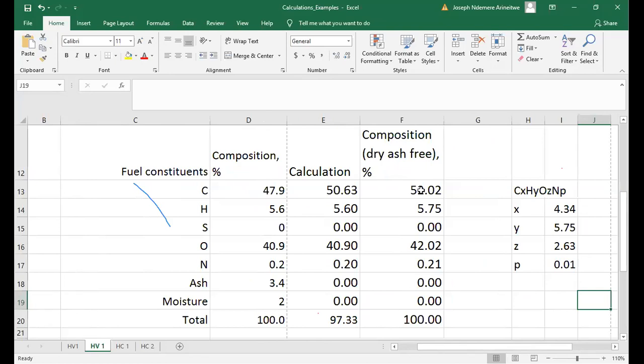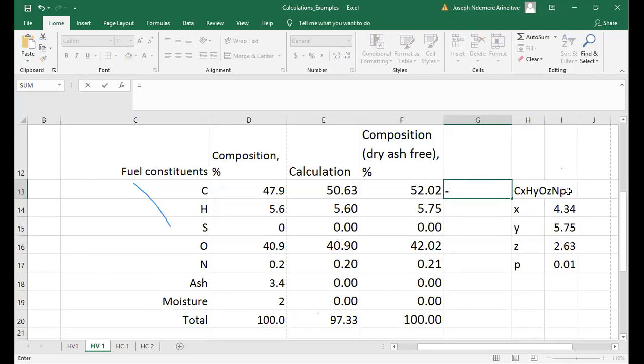So if you have determined the composition of carbon, which in this case is 52%, then to determine the value of x, we divide the composition by the molecular weight of that element. For carbon, the x value will be 52.02 divided by 12, so you get something like 4.33. Then hydrogen is 5.75, we divide by 1.